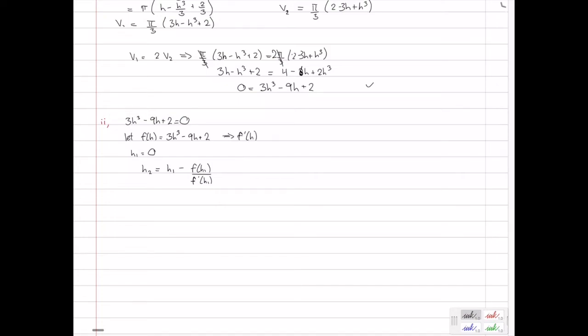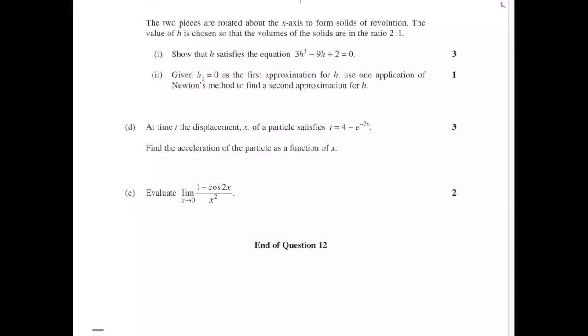f dash of h is equal to 9h squared minus 9. Okay, and it's very easy to read off what f of 0 is and f dash of 0. It's just the constant term in these. So therefore h2 is going to be equal to 0 minus f of 0, which is 2, divided by f dash of 0, which is minus 9. So I have minus 2 over minus 9. That's going to be equal to 2 on 9 as our second approximation. Okay, and that's the end of that question.